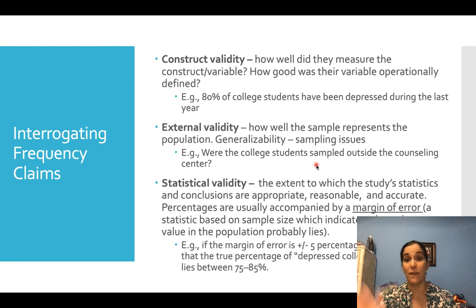And so let's say if 80% is our frequency, a margin of error of plus or minus 5% states that the true percentage of depressed college students is actually between 75 to 85%. Our data, our sample, shows 80%, but we should expect that the range is somewhere between 75 to 85%, given our margin of error.